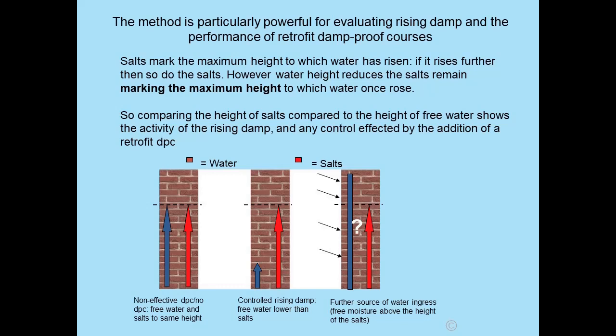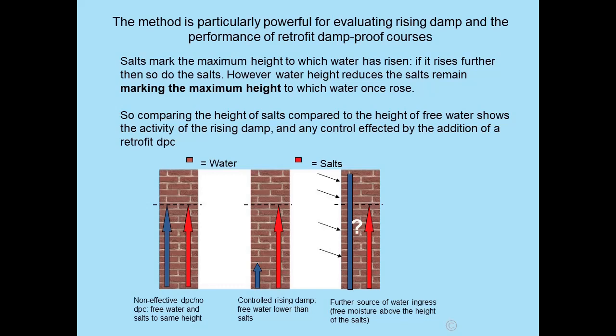And if we're going to use a method, we need to know a little bit. We already know that the salts mark the maximum height to which water has risen, and if it rises further, so do the salts. But, just as a recap, if the wall dries down, the salts don't move, basically. They remain at the maximum height to which water once rose. So we can use this comparison between the free moisture presence and the salt presence.